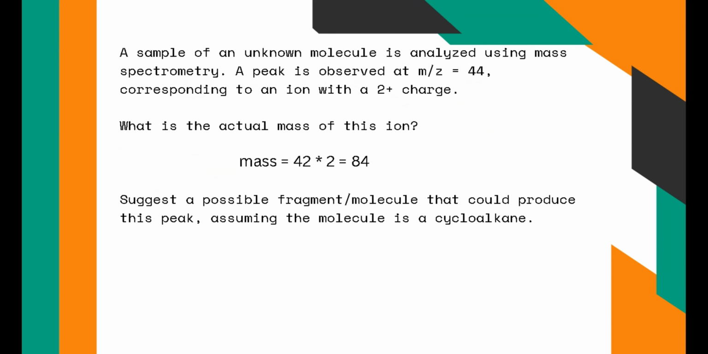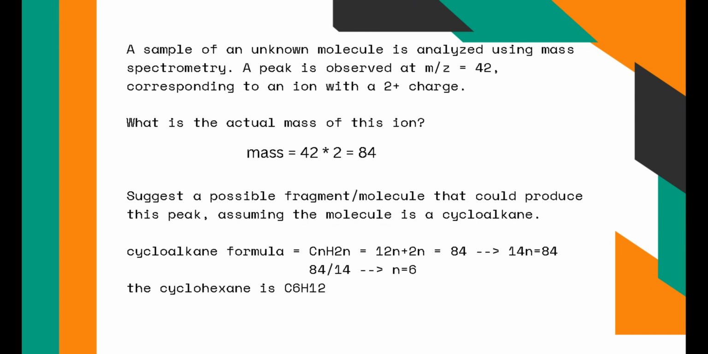Suggest a possible fragment or molecule that could produce this peak, assuming the molecule is a cycloalkane. So first we need to write down the general formula of cycloalkanes, which is CnH2n, which can also be written as 12n plus 2n, 12 being the mass of carbon and 2 being the mass of 2 hydrogens. 12 plus 2 is 14, so 14 times n gives us 84. So n is equal to 84 divided by 14, which gives us 6. The formula would be C6H12, a cyclohexane.